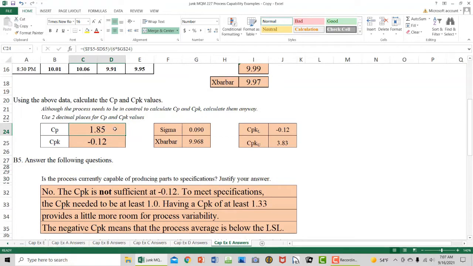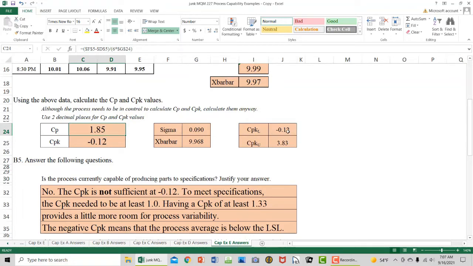So 1.85, pretty good. But the CPK is negative. And you say to yourself, why in the world is it negative? I must have done something wrong. And actually, I did not do something wrong, and we'll explore why that is.